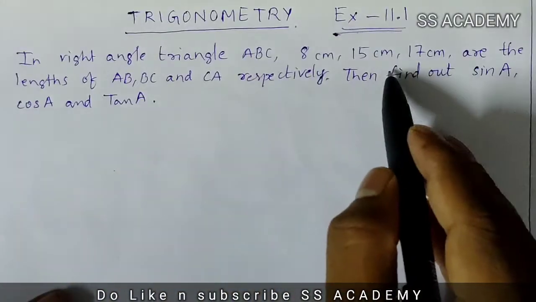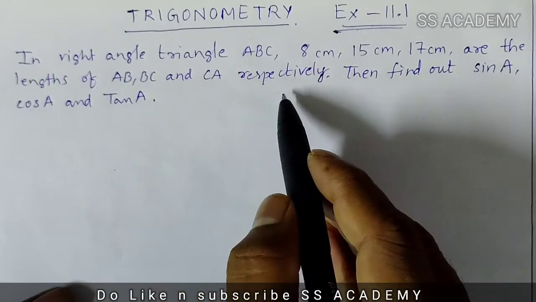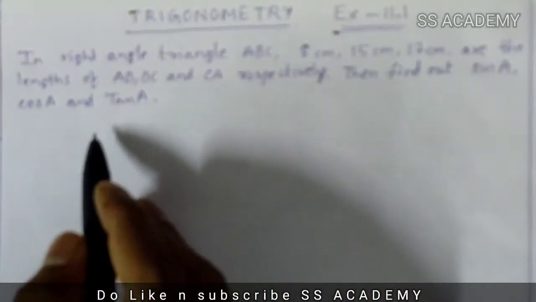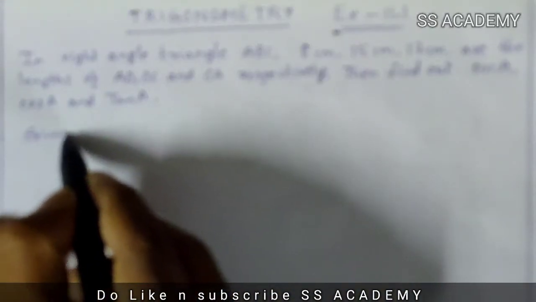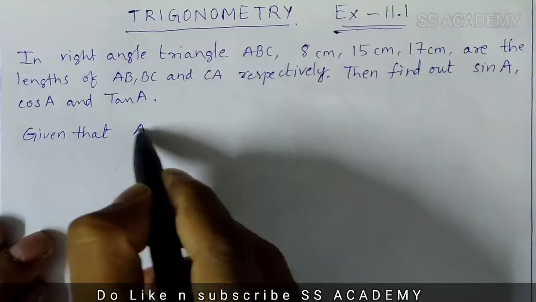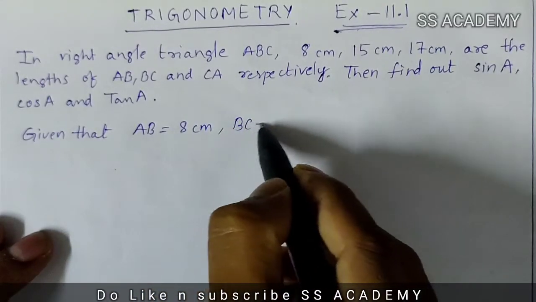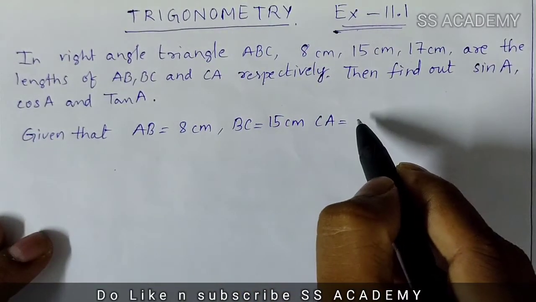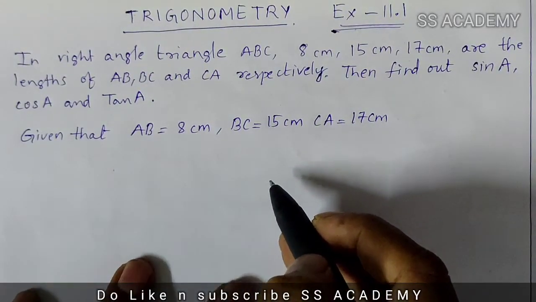In right angle triangle ABC, 8 centimeters, 15 centimeters, 17 centimeters are the lengths of AB, BC and CA respectively. Then find out sine A, cos A and tan A. So at first, it is given that AB equals 8 centimeters, BC equals 15 centimeters, CA equals 17 centimeters, and it is said that it is a right angle triangle.